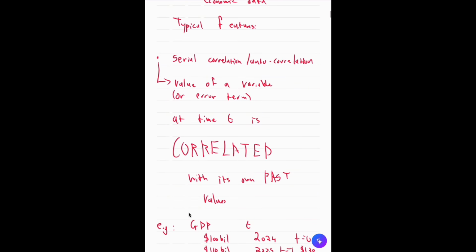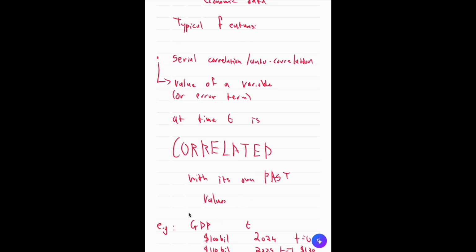A few typical features. Firstly, serial correlation or autocorrelation. So the value of a variable or the error term at time t is correlated with its own past values. If you're in a test and they ask you what serial correlation means, just remember to mention that it could refer to either the value of a variable or the value of an error term. If you think of something like GDP growth or GDP, the value in 2010 is probably quite correlated to the value in 2009, right? Stuff that happened in 2009 affects stuff that happens in 2010.